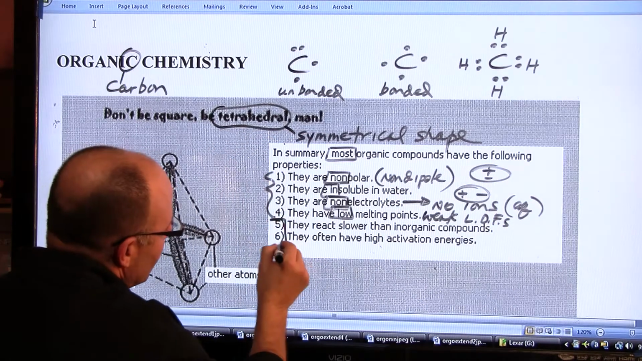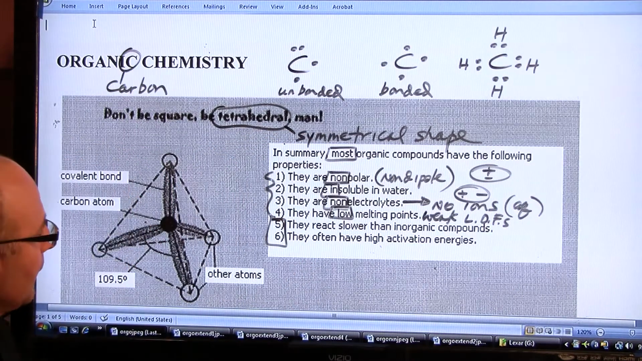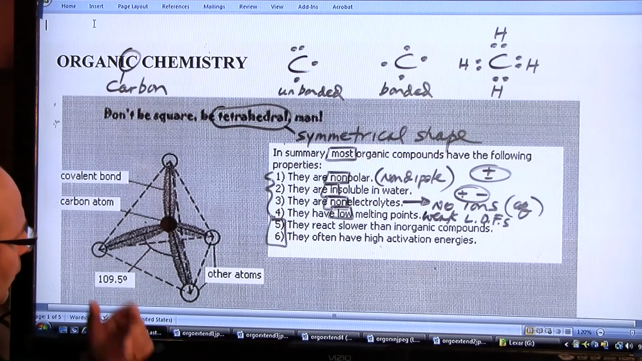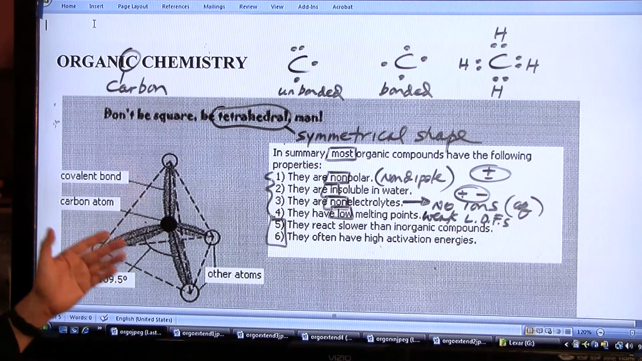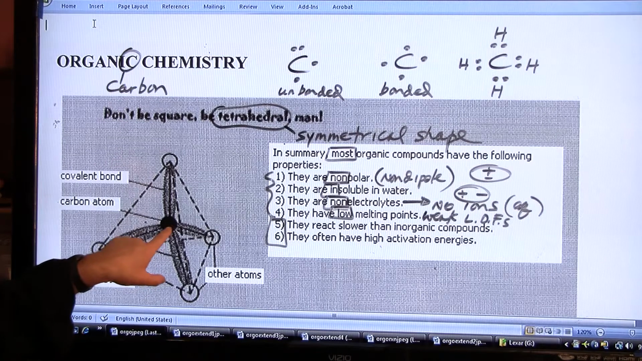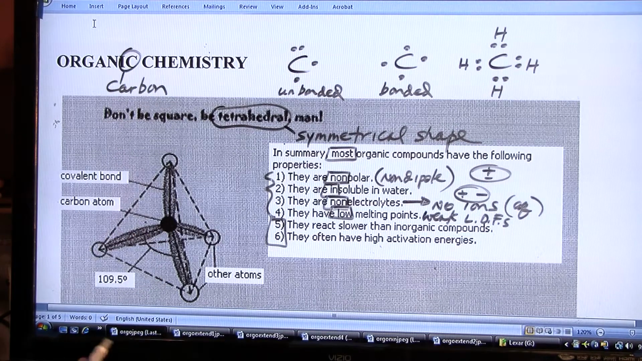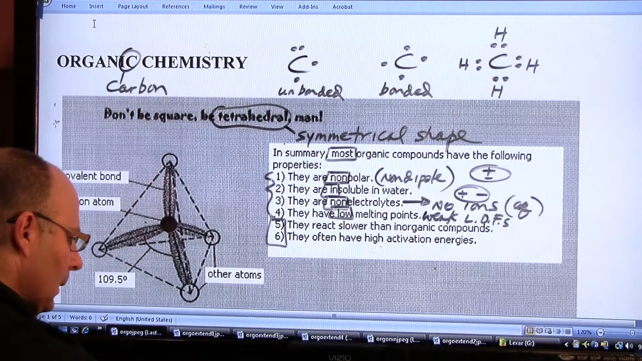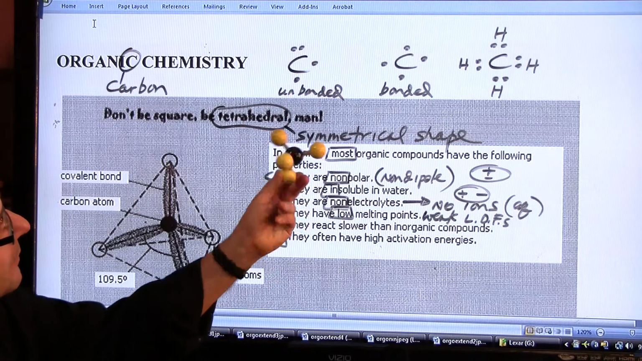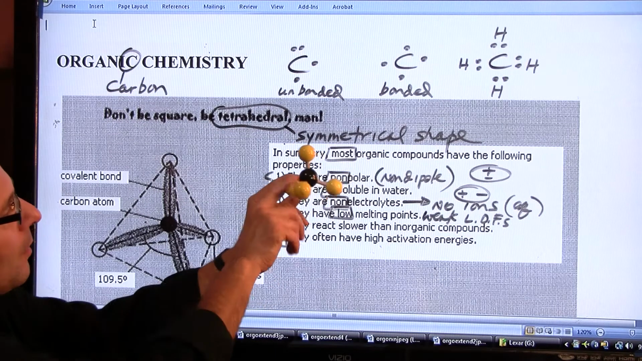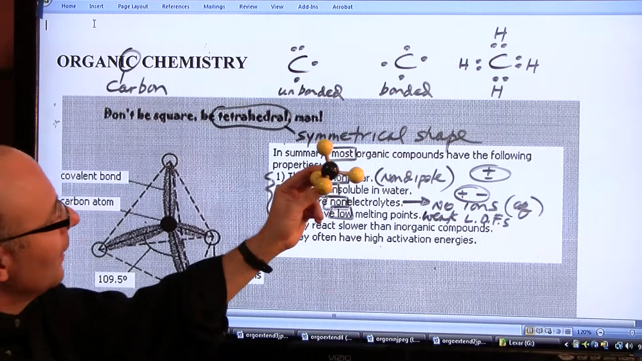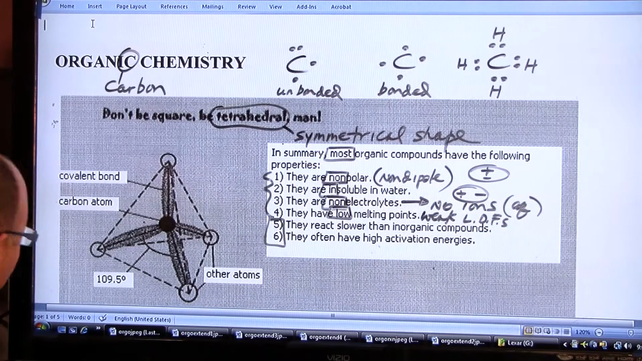Okay, and then the last two properties are related to the fact that these are covalent compounds, as what's illustrated here with the carbon atom in the center. See that black carbon atom? You might recall the ball and stick model that we had some time ago with the black carbon, my black shirt, to remind you of that.